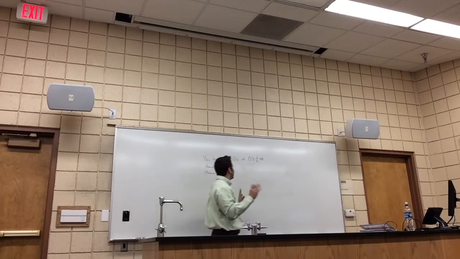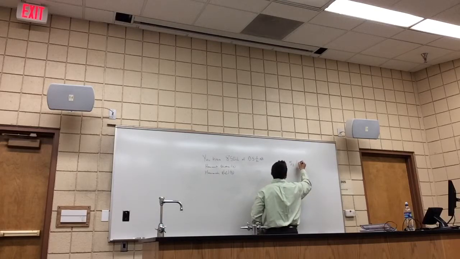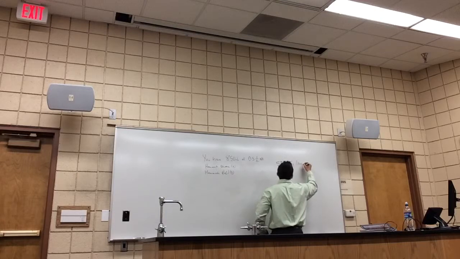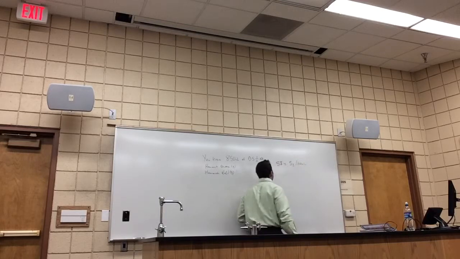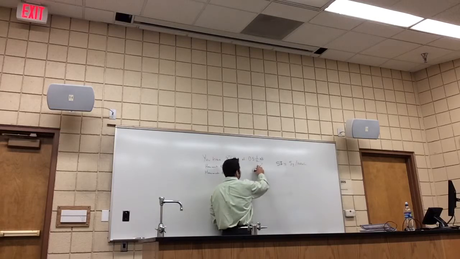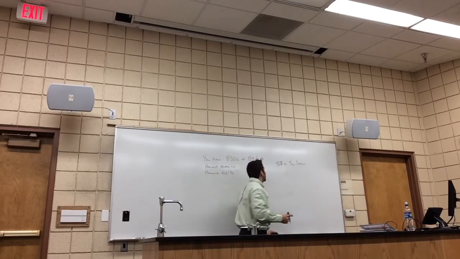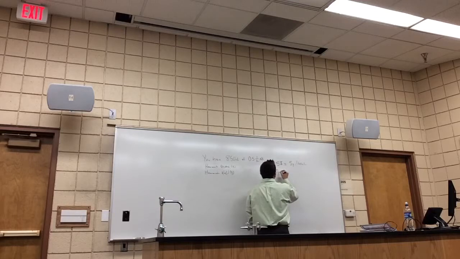So what do we know right off the bat? D5 is equal to 5%, right? So that is equal to 5 grams in 100 mLs. We have half normal saline. So normal saline was 0.9. So half of that would be 0.45%, right?